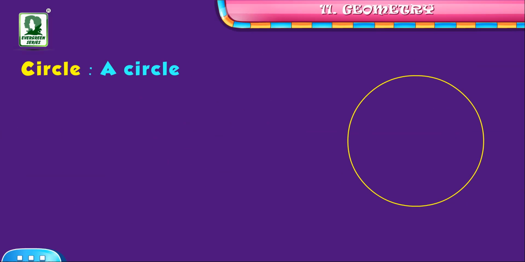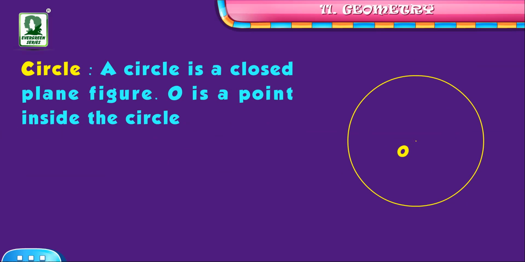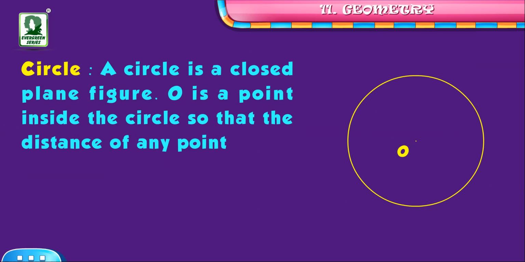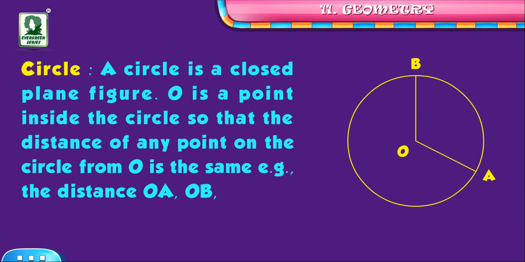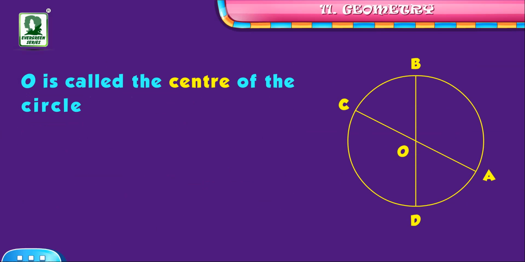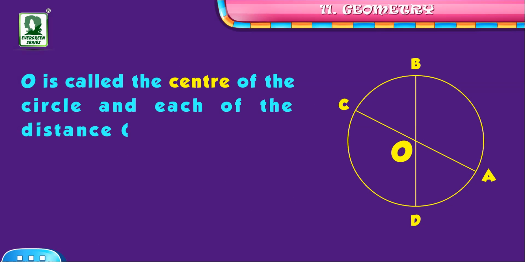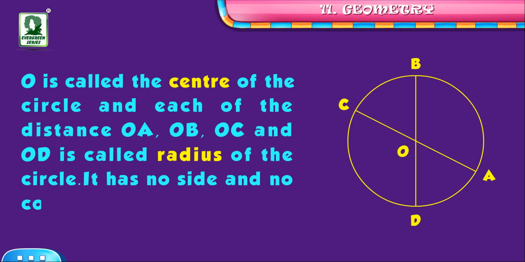Circle. A circle is a closed plane figure. O is a point inside the circle, so that the distance of any point on the circle from O is the same. As for example, the distances OA, OB, OC and OD are equal. O is called the center of the circle and each of the distances OA, OB, OC and OD is called the radius of the circle. It has no side and no corner.